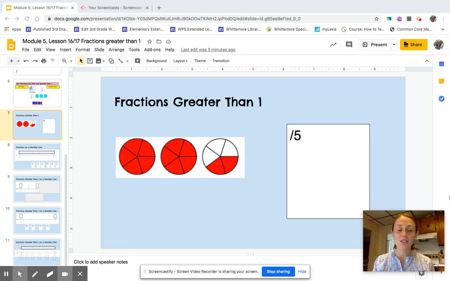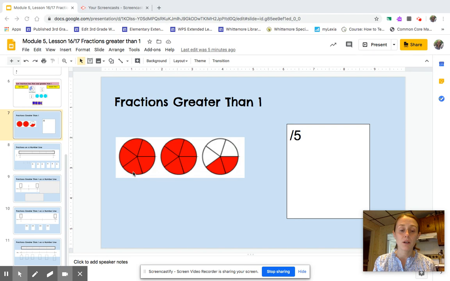I am here to talk about fractions greater than 1 today. So last week, Mrs. Knott gave a mini lesson about fractions greater than 1, and I'm here today to add on to that thinking and show you how we can use fractions greater than 1 and place them on a number line. So the first thing I want to do is a quick review of what Mrs. Knott talked about last week.